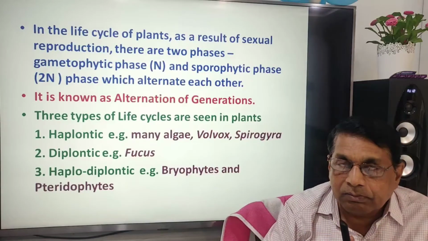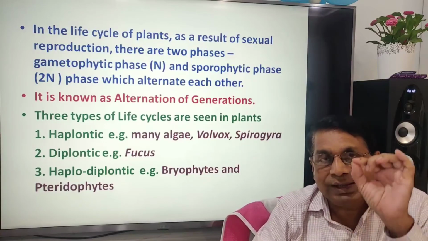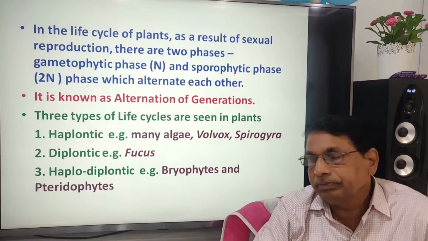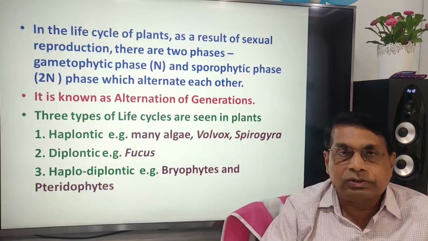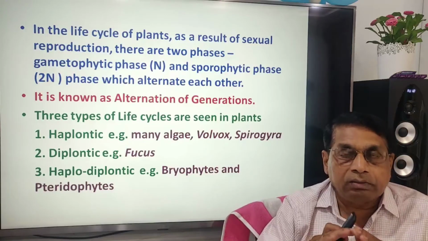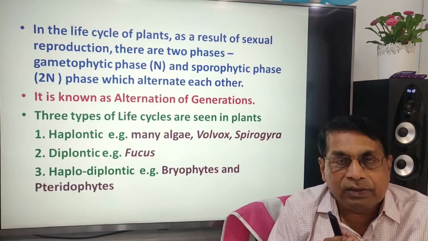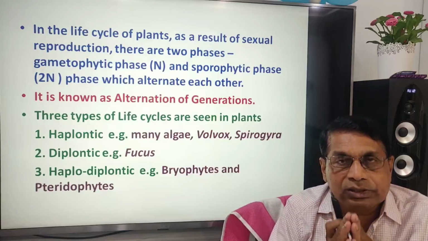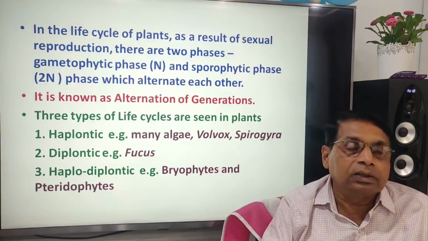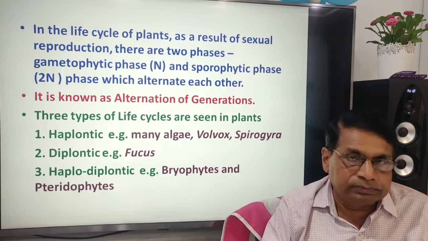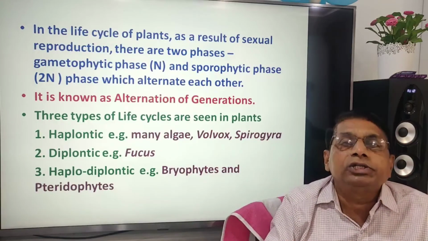Haplontic means the dominant phase is the gametophyte. The sporophytic phase is restricted to the zygote, diploid. Many algae, Volvox, Spirogyra. Diplontic, quite the opposite. The dominant phase, the majority of the phases, will be diploid. The gametophytic phase will be restricted to gametes, gametophytes, Fucus. Haplo-diplontic, equally distributed. Gametophytic and sporophytic phases in the life cycle are equally distributed.